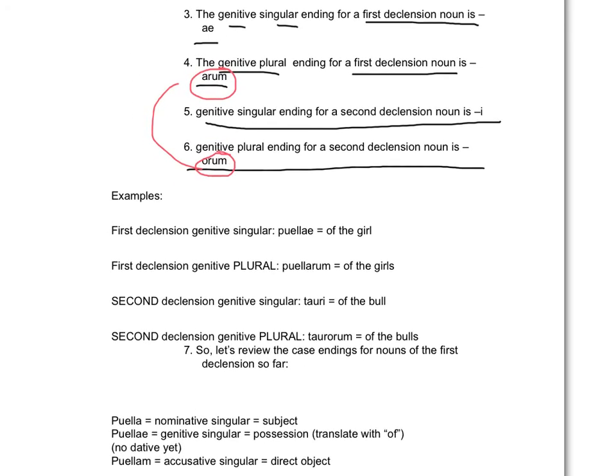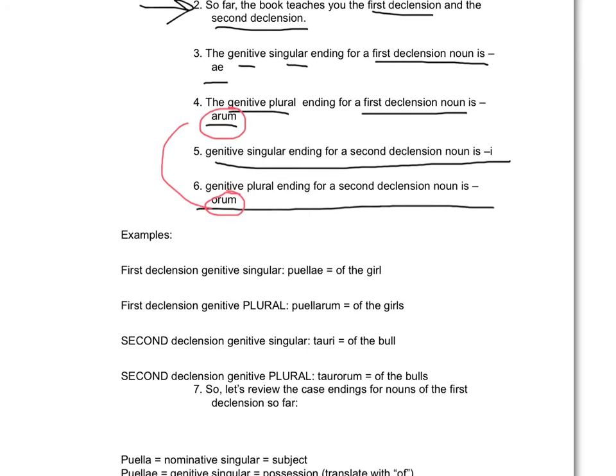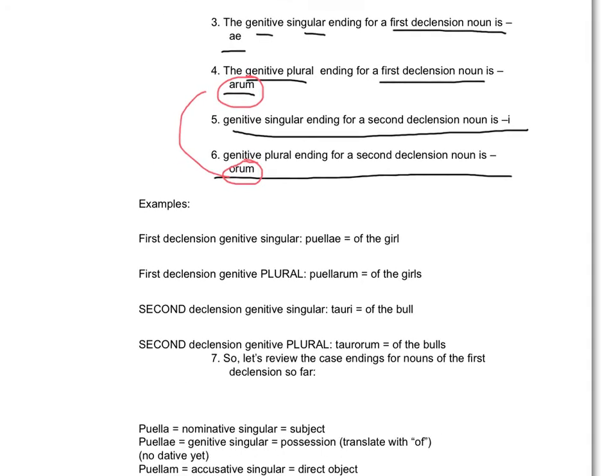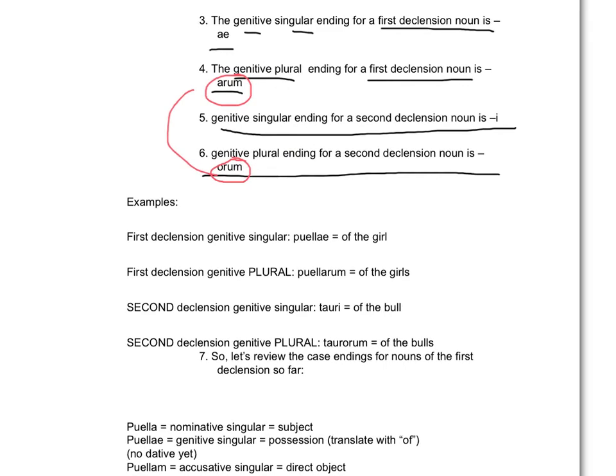Here are some examples so you can see that. First declension genitive singular, puellae. You see that the singular has an AE ending on it. That is going to translate to of the girl. You could add an apostrophe S and say girl's, but I want you to avoid that in this class. First declension genitive plural, A-R-U-M, of the girls. For example, that is the book of the girls.